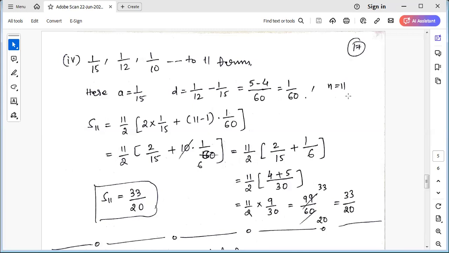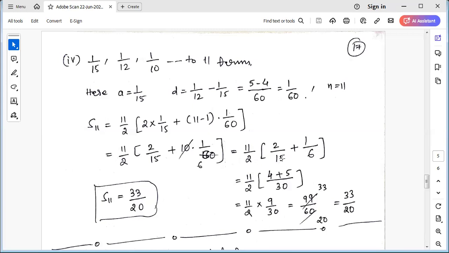Then go to the sum equation. S11 is equal to 11 by 2 into A, which is 1 by 15, plus n minus 1, so 11 minus 1, into D, which is 1 by 60. So this is equal to 11 by 2 into 2 into 1 by 15, which you write as 2 by 15, plus 11 minus 1 is 10, so 10 into 1 by 60. Now you can cancel here: 10 ones are 10, 10 sixes are 60, so it becomes 1 by 6. So 11 by 2 you write as it is, 2 by 15 as it is, and this becomes 1 by 6 after cancellation.